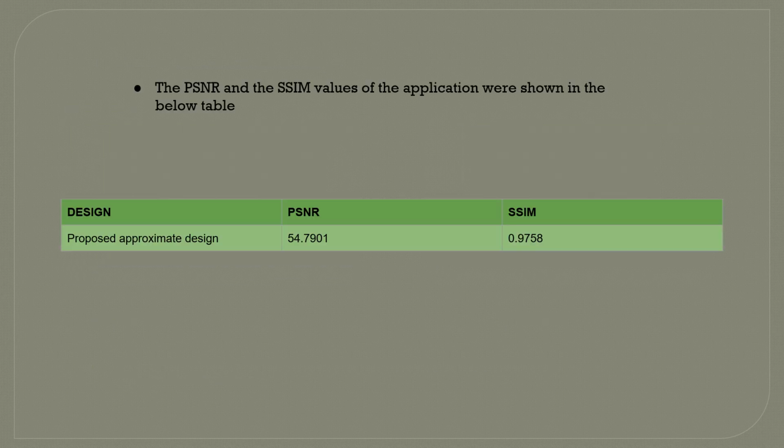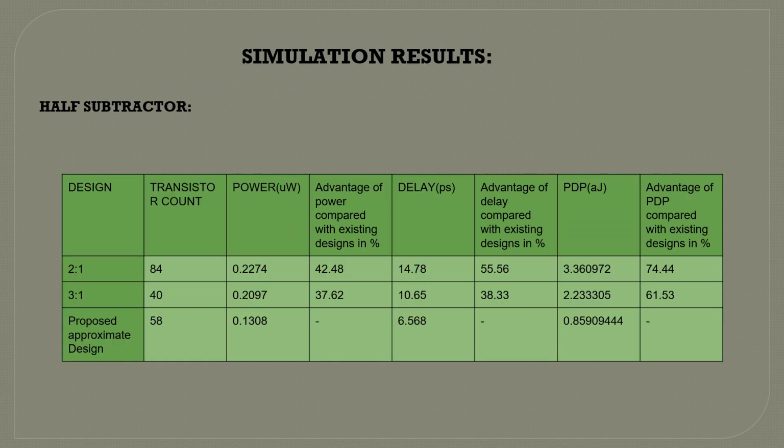These were the PSNR and SSIM values of our background subtraction, and these were the simulation results of our accurate and approximate half subtractors and full subtractors. We have even included how much percentage of advantage we have got when compared with the 2:1 and 3:1 muxes. Thank you.